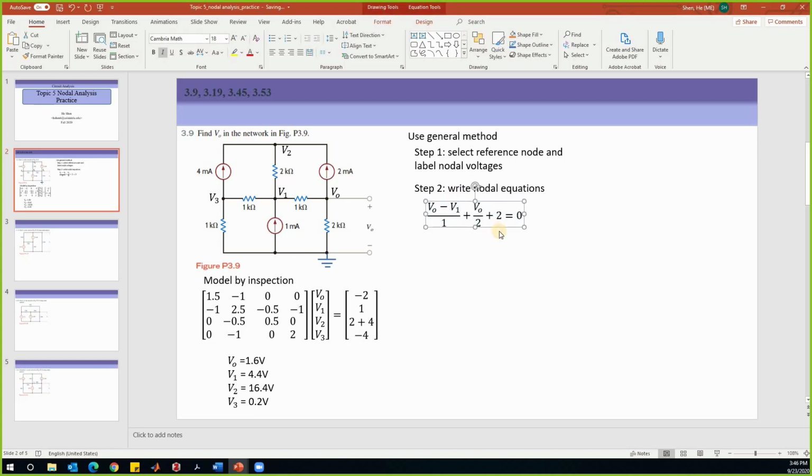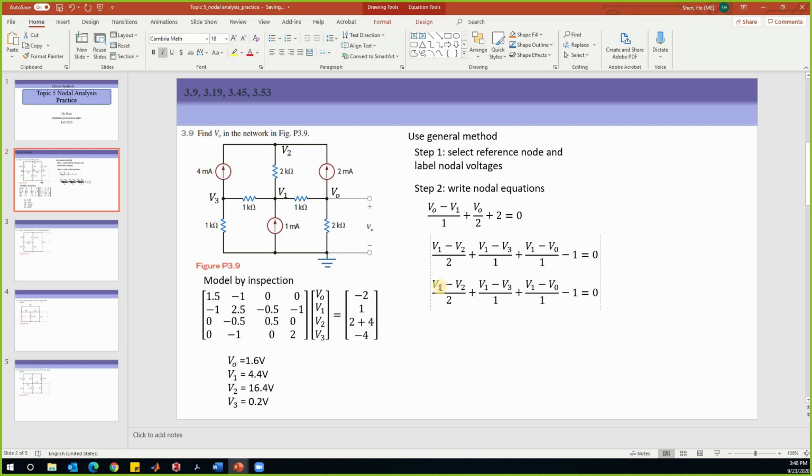The second equation is about node V1. The current leaving V1 from this branch, the top branch over here, is V1 minus V2 divided by 2. The current leaving V1 from this branch is V1 minus V3 divided by 1. And the current leaving V1 from this branch is V1 minus V0 divided by 1. The current leaving node V1 from this branch is a -1. So that is how we get the second equation.